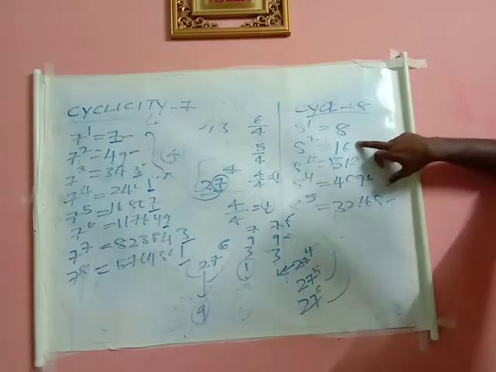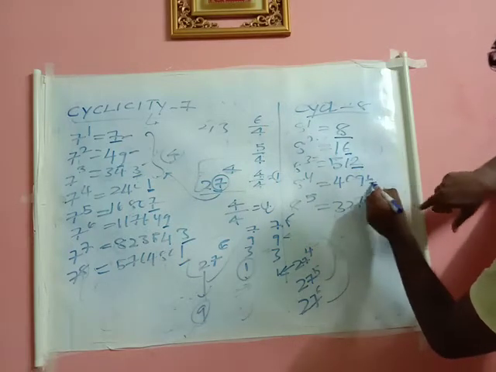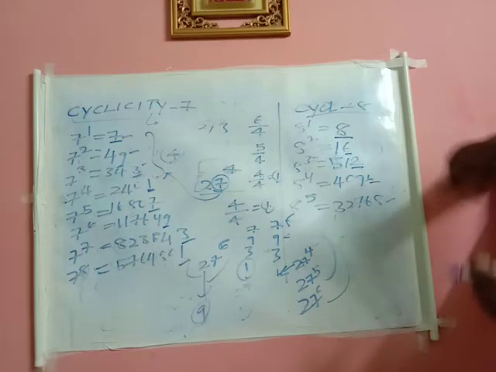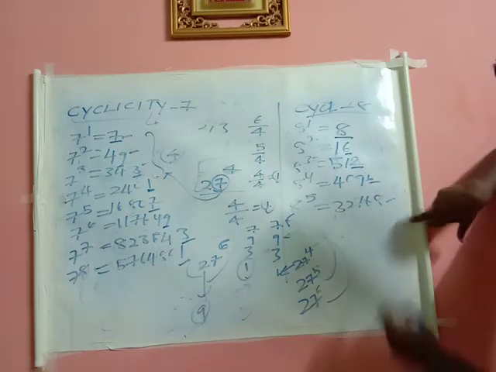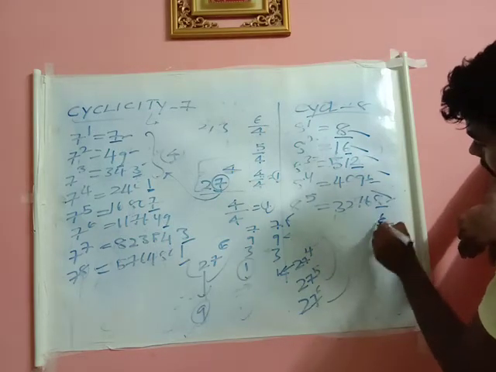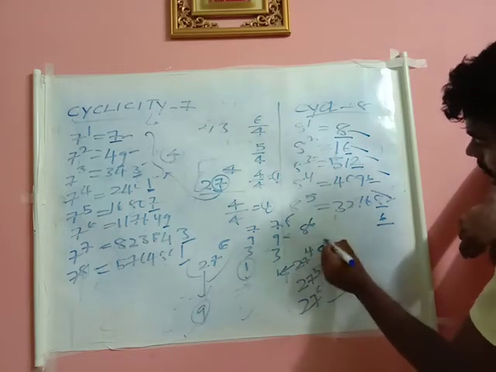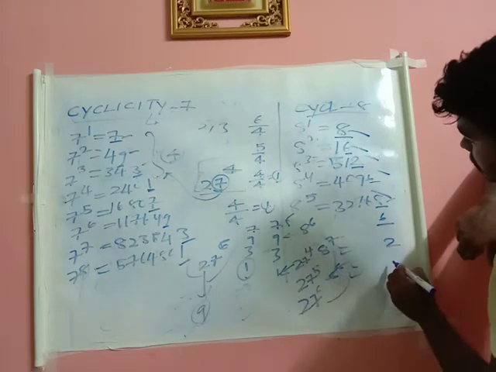8 ones are 8, 8 twos are 16, 8 threes are 512, 8 fours are 4096. So here, the cycle repeats for how many intervals? The cycle repeats for 4 intervals, right? 8, 6, 2, 6. Here also 8, for 8 power 6 you will be getting 6, for 8 power 7 you will be getting 2, and for 8 power 8 you will be getting 6 again.